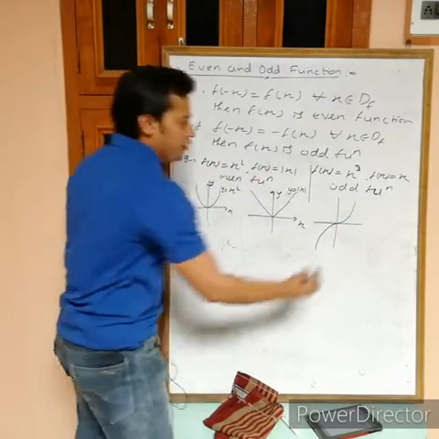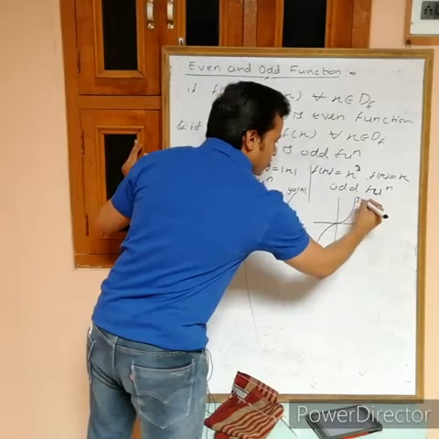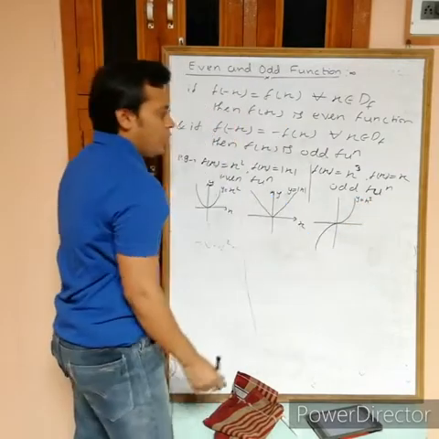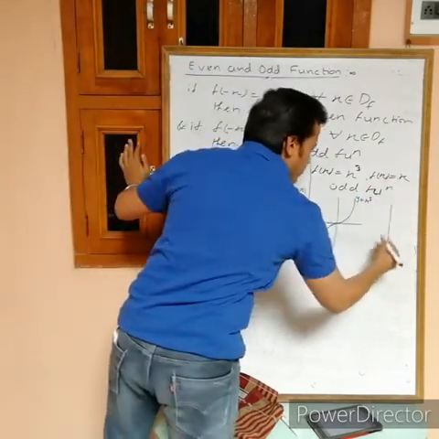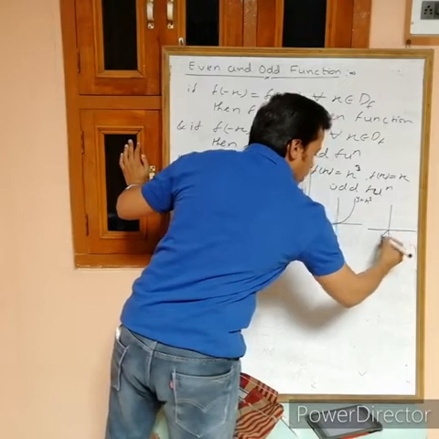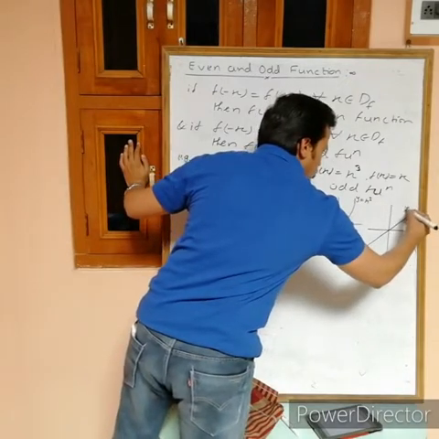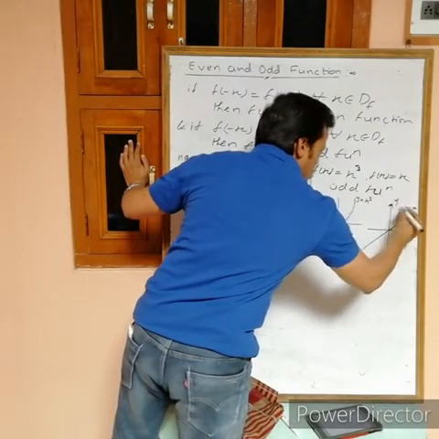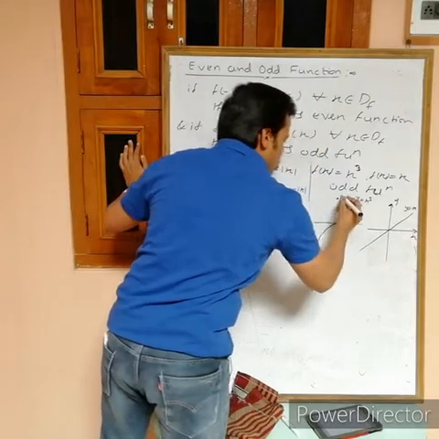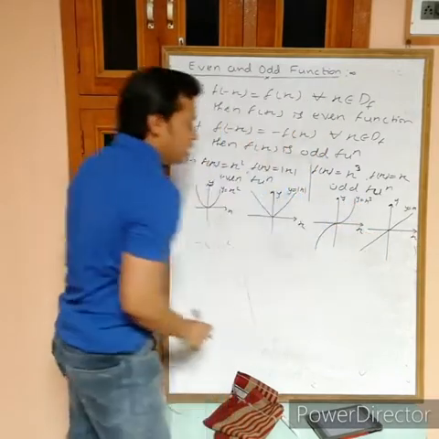This is the graph of f(x) = x³, y = x³. And if you draw the graph of f(x) = x, it means y = x, then a straight line y = x. This one is the y axis, this one is the x axis.